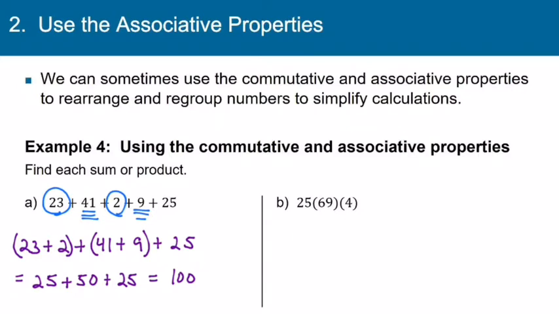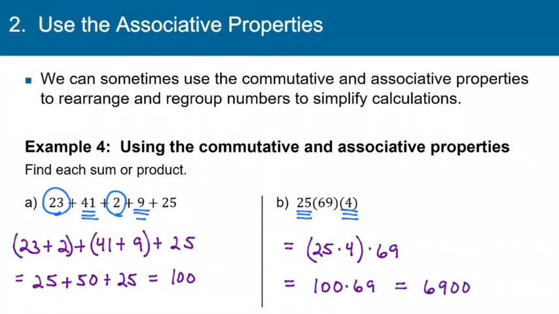But I noticed that here we have 25 and 4. So 25 times 4 is an easy multiplication to do because 25 times 4 is 100. So let's change the order here so that we have 25 times 4, and then let's put the 69 here. And notice that I've also gone ahead and grouped the 25 and the 4 together. And now 25 times 4 is 100, and then 100 times 69 is 6,900.